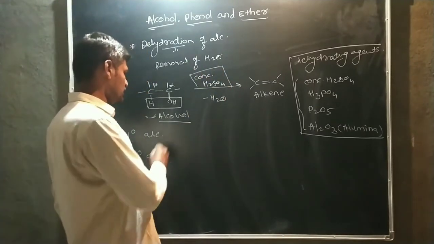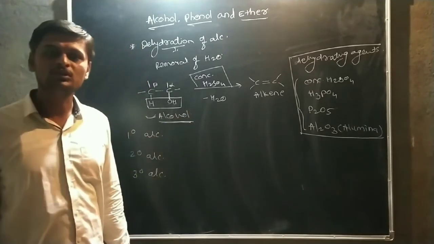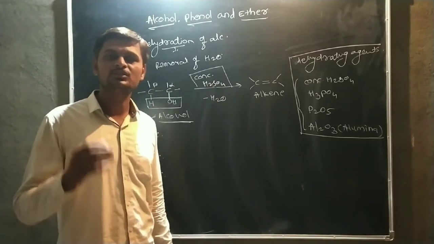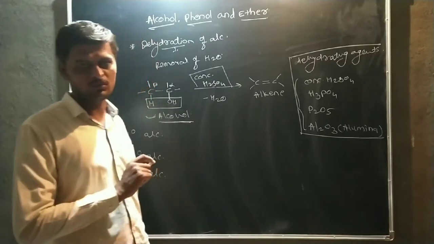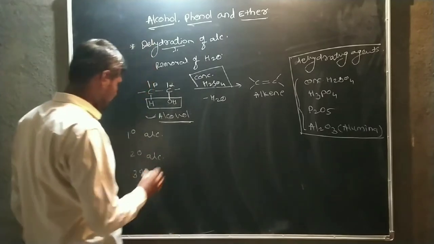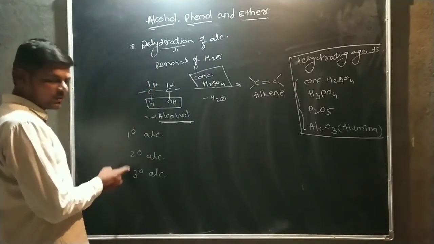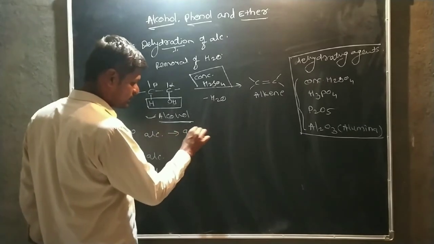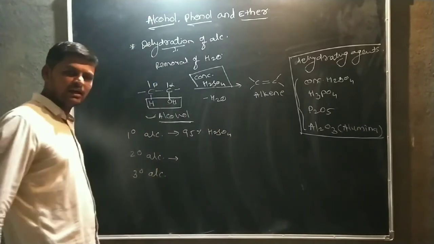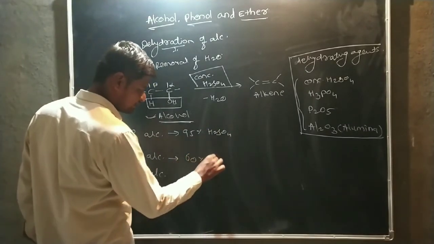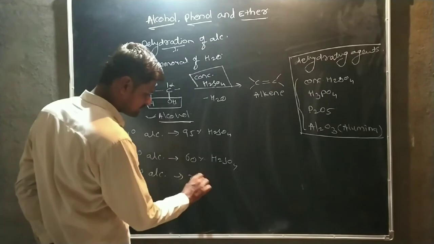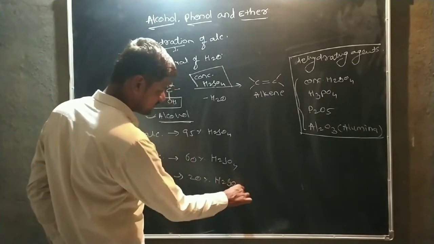Once again, I will repeat it. If the type of alcohol changes, the percentage or concentration of H2SO4 changes, because the concentration of H2SO4 that can be used depends totally on which type of alcohol is used. If the primary alcohol is used, 95% H2SO4 is used. If the secondary alcohol undergoes the dehydration reaction, then 60% H2SO4 is used. And if the tertiary alcohol undergoes dehydration, 20% H2SO4 is used for this reaction.